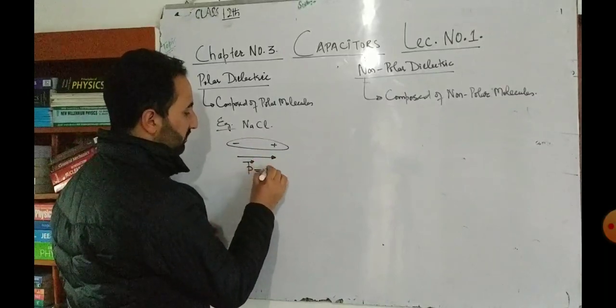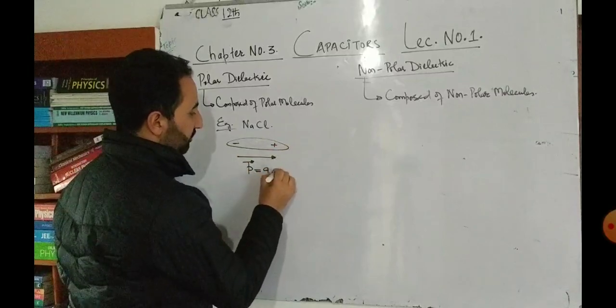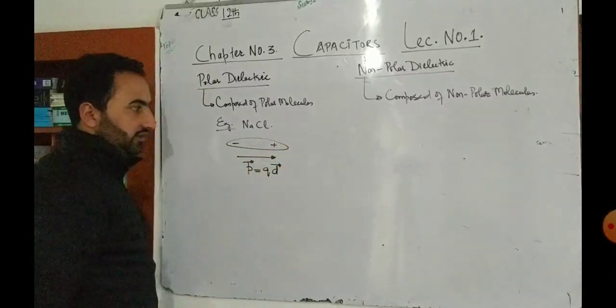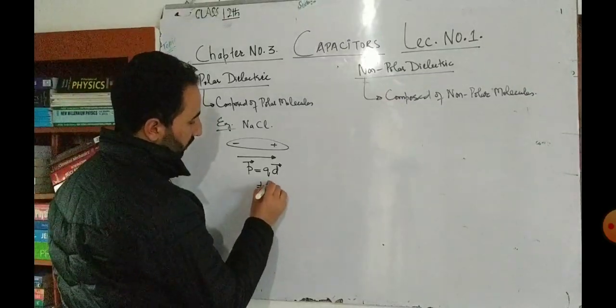And the dipole moment is in turn equal to one charge multiplied by the separation. Suppose the separation is equal to d, it is like this: q multiplied by d. This is the way we define dipole moment, and obviously it's not equal to 0.